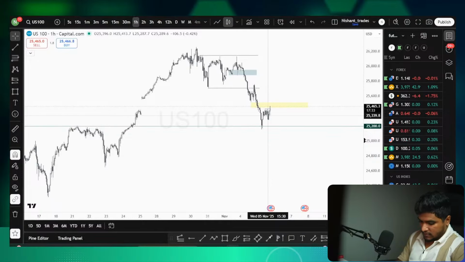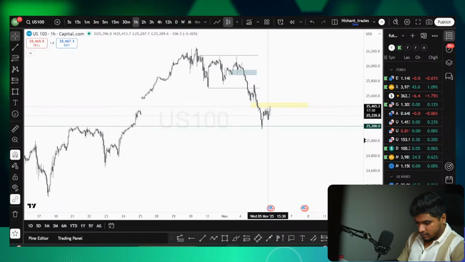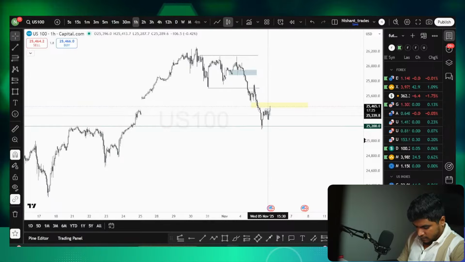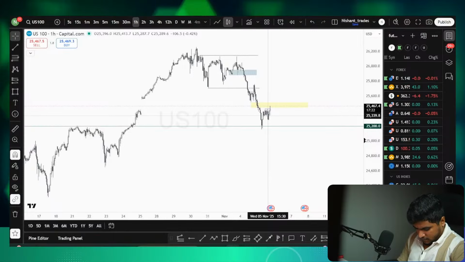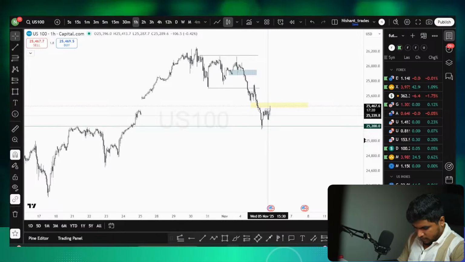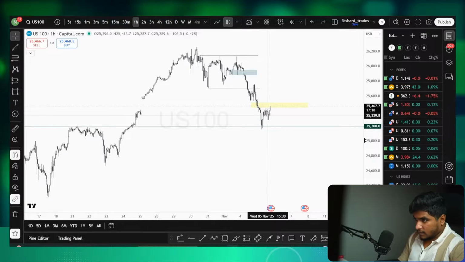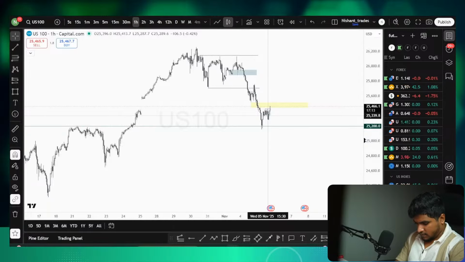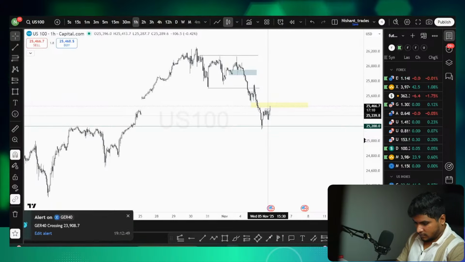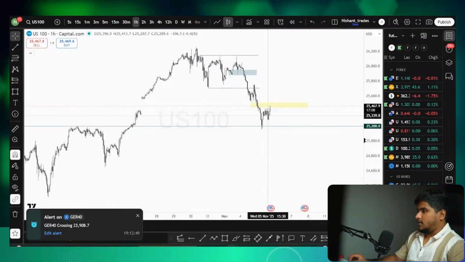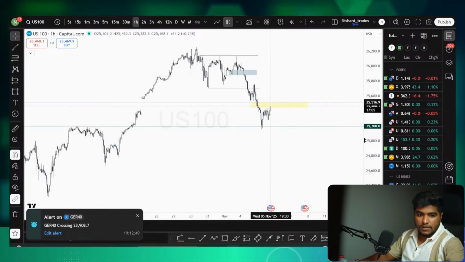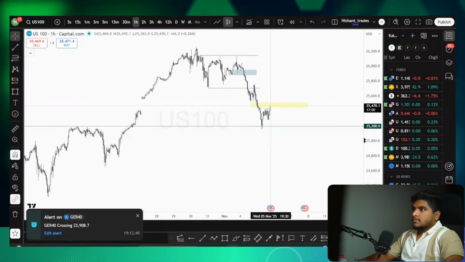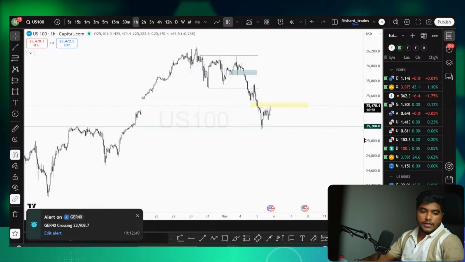This is our entry. Stop loss is... German index also continued.